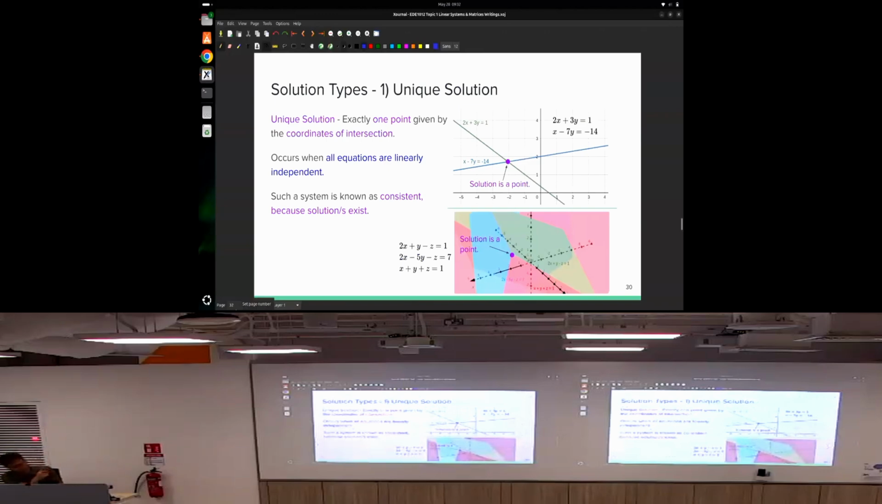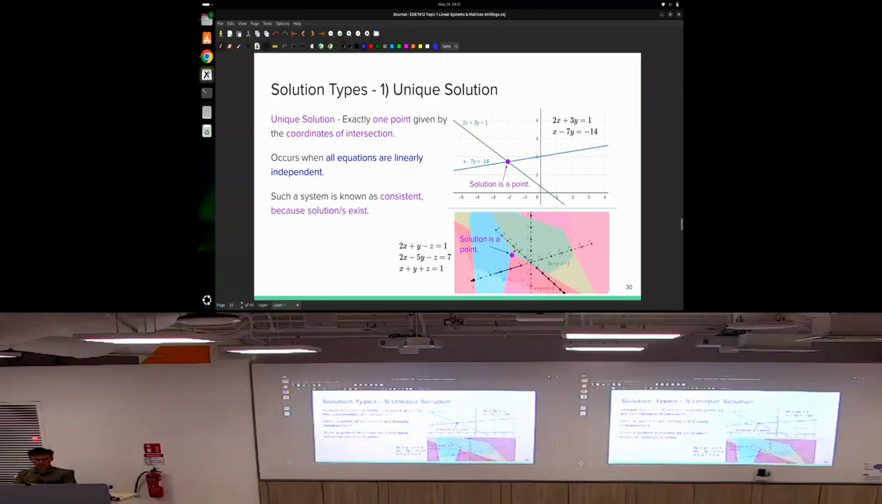So let's first of all recap on the solution types. This one, unique solution, is very easy. This occurs when all equations are linearly independent. So therefore they intersect solidly, uniquely at a point.